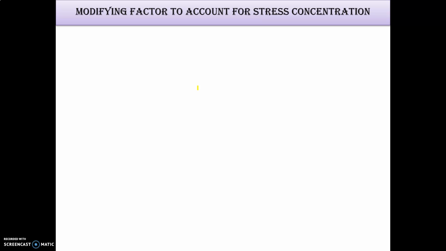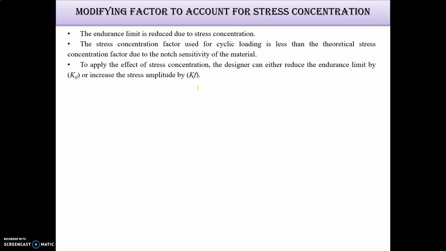The last factor is the modifying factor to account for stress concentration. The stress concentration factor used for cyclic loading is less than the theoretical stress concentration factor. To apply the effect of stress concentration, the designer can either reduce the endurance limit or increase the stress amplitude. That means you can reduce the endurance limit, that is KD, or we can increase the stress amplitude, that is KF. Based on this, a formula is generated, that is KD is equal to 1 upon KF. These formulas help you find the value of this factor.